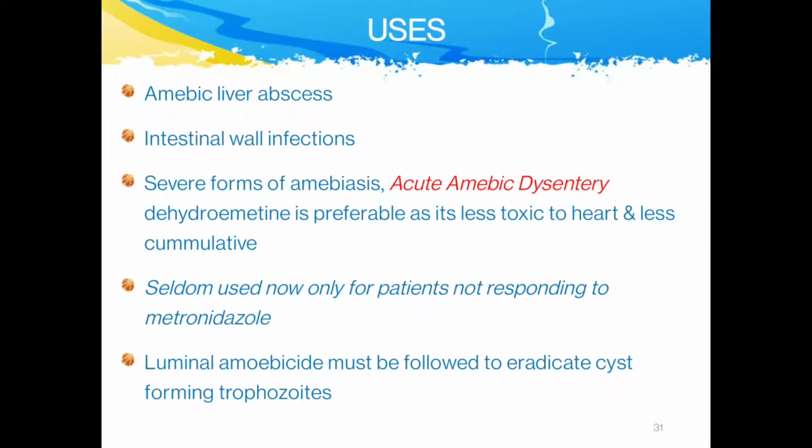Uses: amoebiasis like abscess in the intestinal wall infection, severe forms of amoebiasis, acute amoebic dysentery. Dehydroemetine is preferred as it is less toxic to the heart and less cumulative. Seldom used. Very important point, remember guys: not used now, only for patients who are not responding to metronidazole. Luminal amoebicides must be followed to eradicate cyst-forming trophozoites.